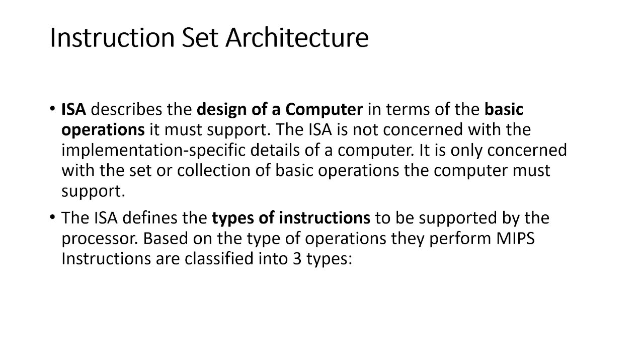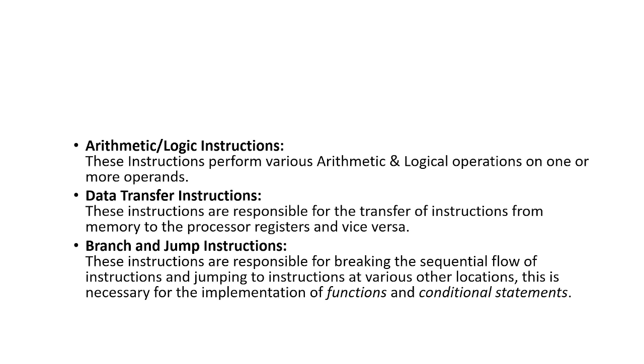So the next one is the instruction set architecture. The instruction set architecture describes the basic operation. It defines a basic operation based on certain instructions, and how the computer works based on the instruction set. It describes the implementation specific details of the computer. It is only concerned with the set or a collection of basic operations. So there are 3 different types of instruction. Every instruction will be processed in MIPS, that is millions of instructions per second.